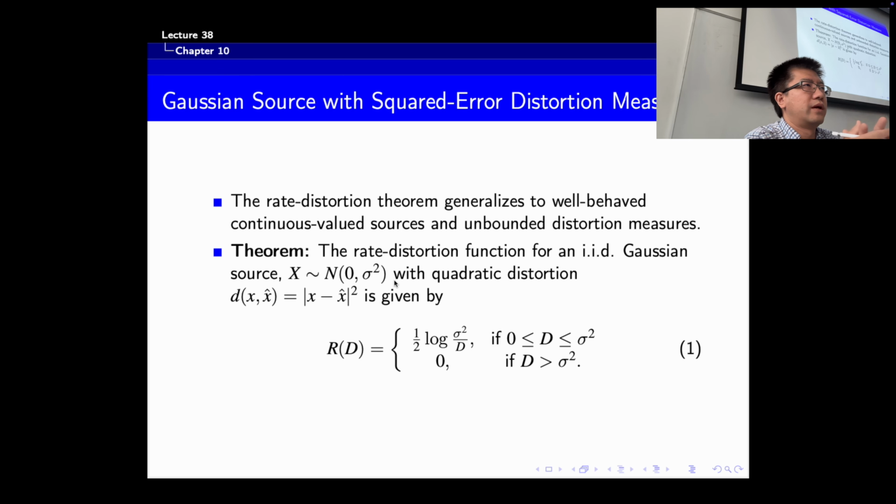For a Gaussian source, we cannot use the Hamming distance or the Hamming distortion, for the obvious reason. So this is the formula. The idea is very, very similar to before. If you forgot, just take a look at the lecture notes.